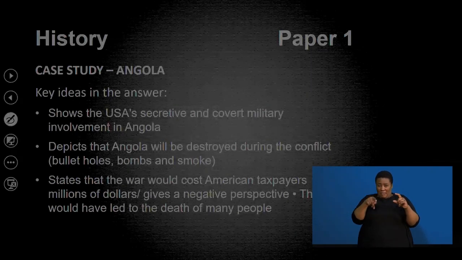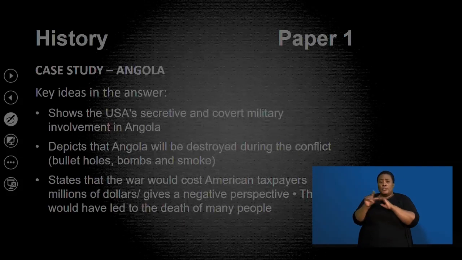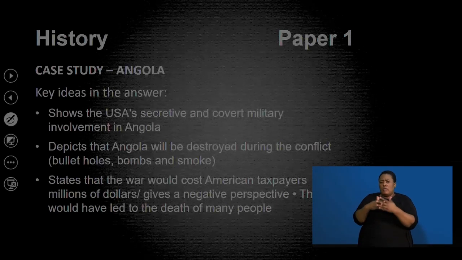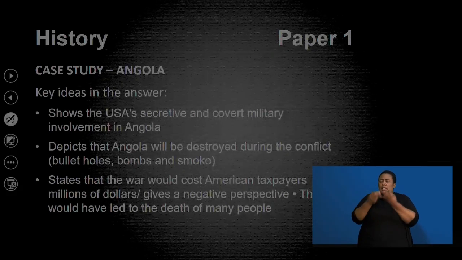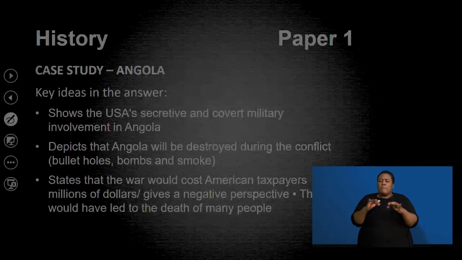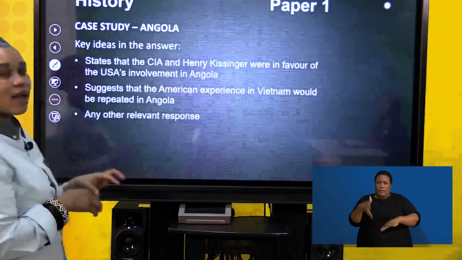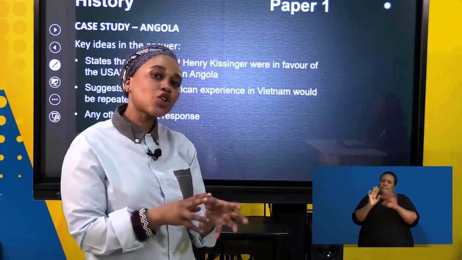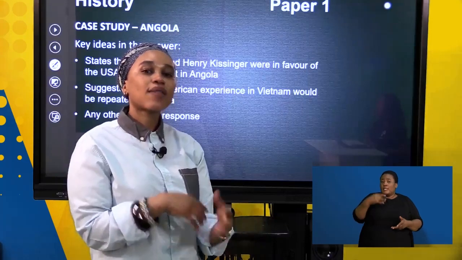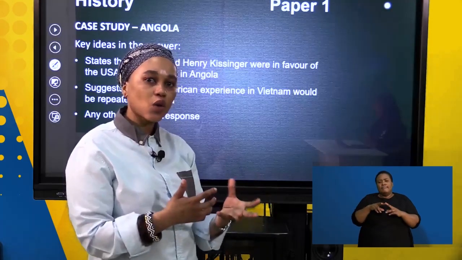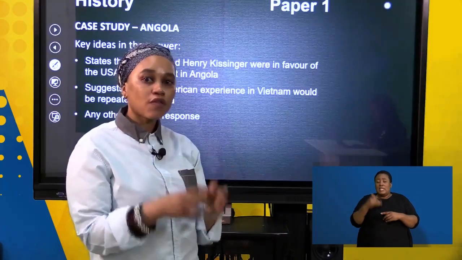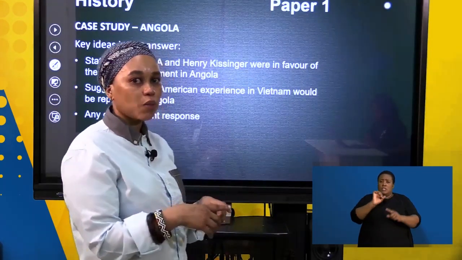And now this is the important one. It states that the war would cost American taxpayers millions of dollars, and it gives a negative perspective. The war would have led to the death of many people. Okay, now guys, remember, these are just the suggested responses. As I said to you, you are using your own words. There are different ways of answering a question like this, as long as you can support your answer with the visual clues from the source. That is what is important.